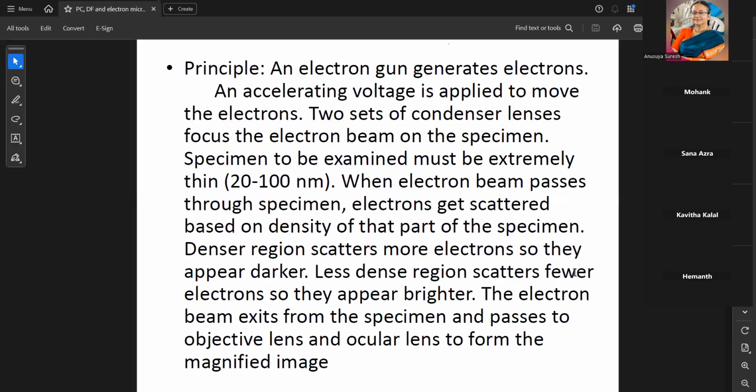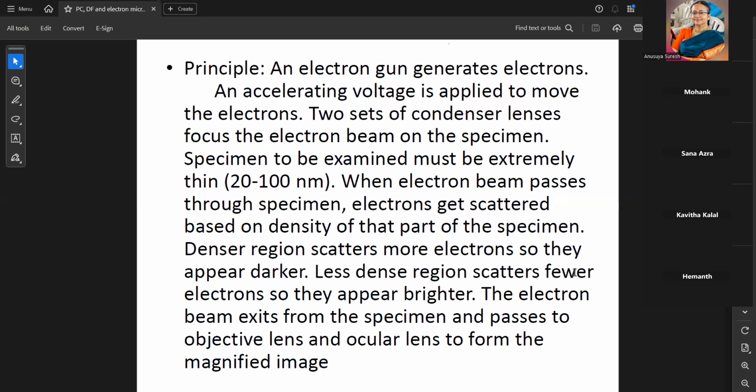Now you know that electrons have been generated, voltage has been applied, so they get accelerated. There are two sets of condenser lenses. They are going to focus that electron beam on the specimen. Now the electron beam passes through the specimen. When it passes through that specimen, the electrons will get scattered based on the density of the part of the specimen where they pass through. If some part of the specimen is more dense, then there is more scattering of electrons. So that region appears dark in color.